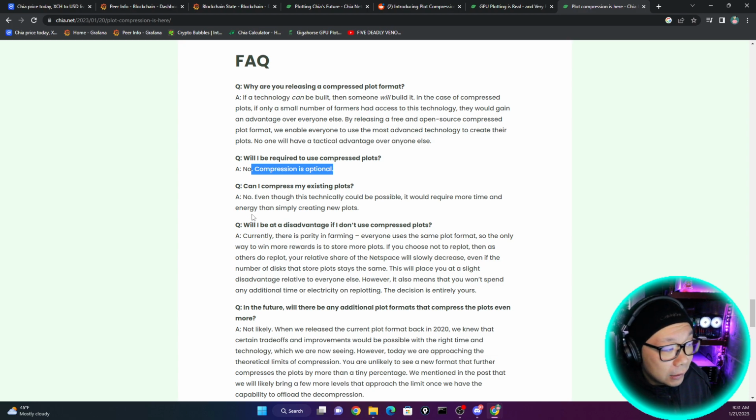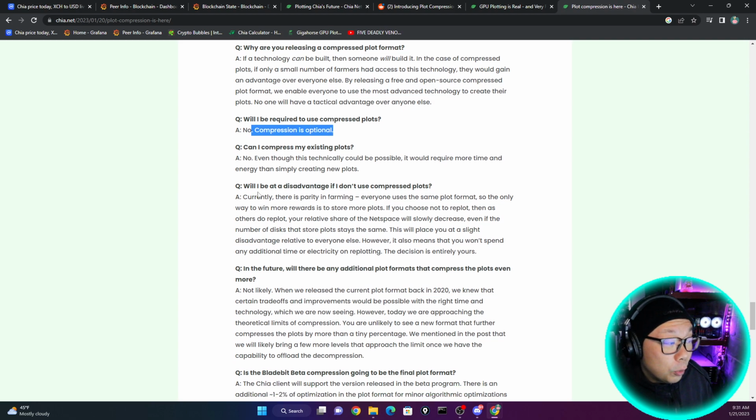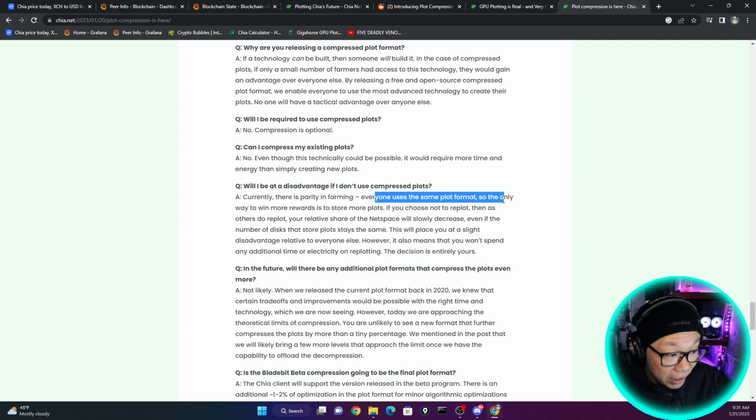Can I compress my existing plots? No. Will I be at a disadvantage if I don't use compressed plots? Currently, there is parity in farming. Everyone uses the same plot format. Yes, and I thought everyone should stay on the same plot format.